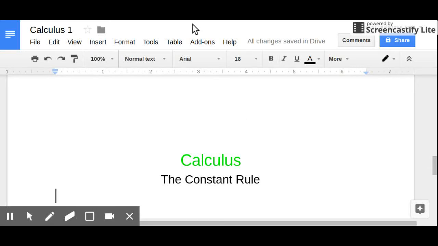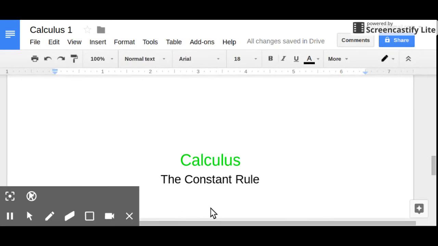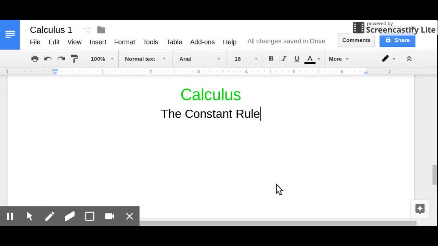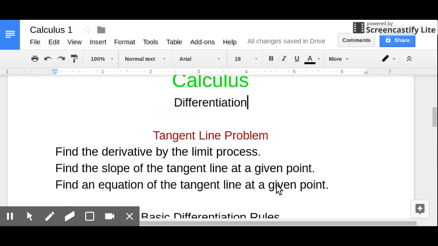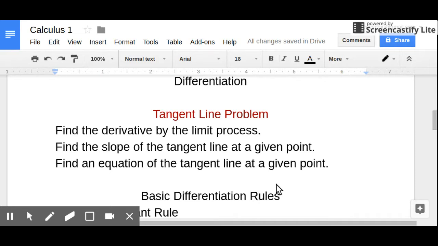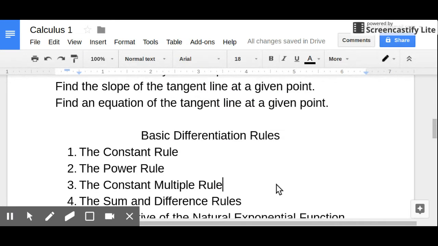In this section, we'll be going over the constant rule in calculus, which falls under differentiation. Let me go up to the top. As you can see here, we're working right down the list. In the previous sections, we talked about finding the derivative using the limit process, and then we found the slope of the tangent line, and then we wrote the equation of that tangent line.